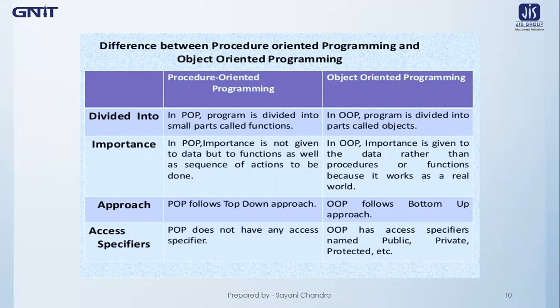The next one is importance. This is one of the most important differences between these two, that in case of POP, importance is not given to the data but to the functions or procedures as well as the sequence of actions to be done. But in case of object-oriented programming language, importance is given to the data rather than the procedures or functions, because it works as a real world.